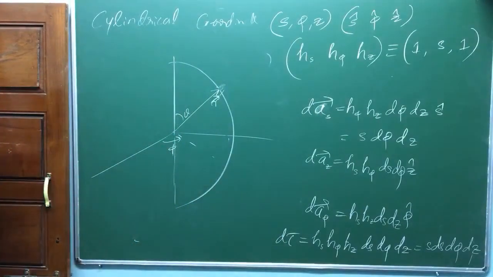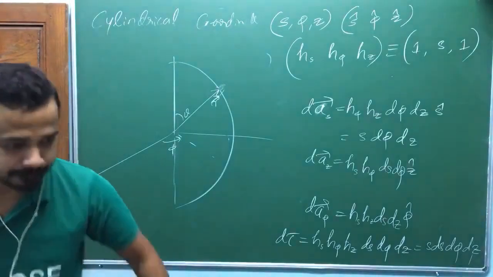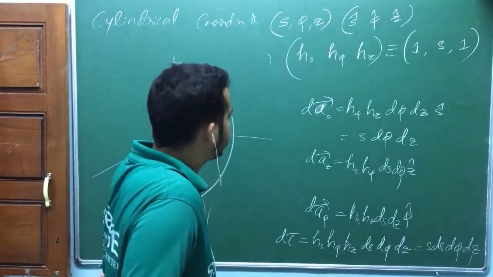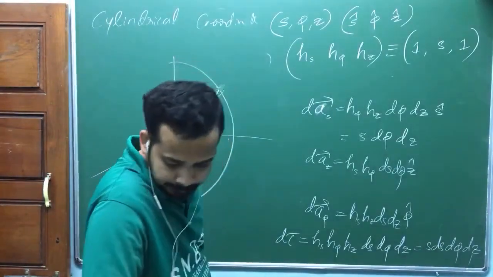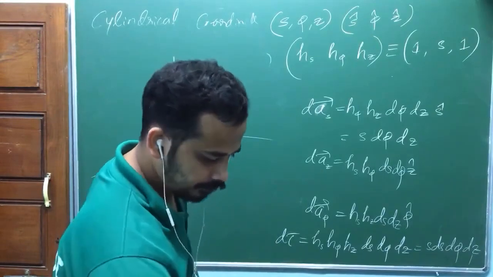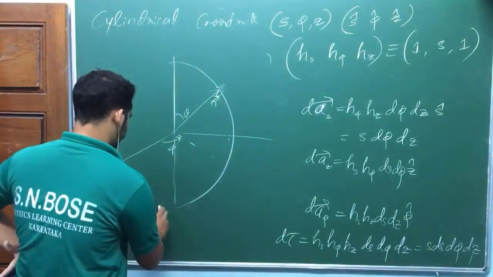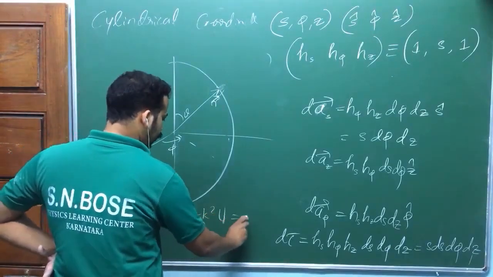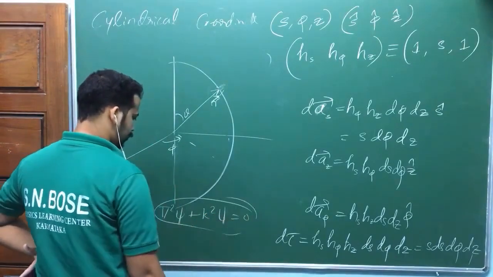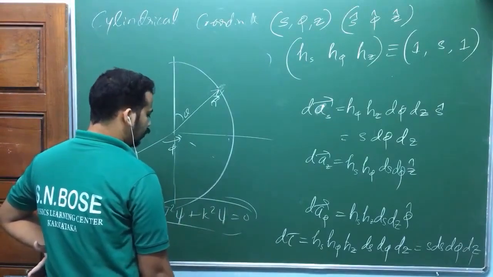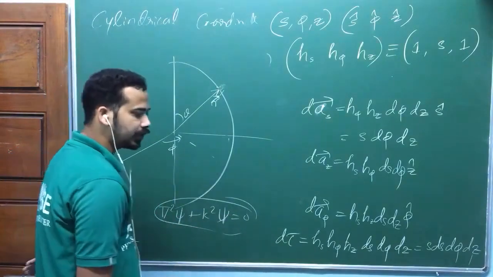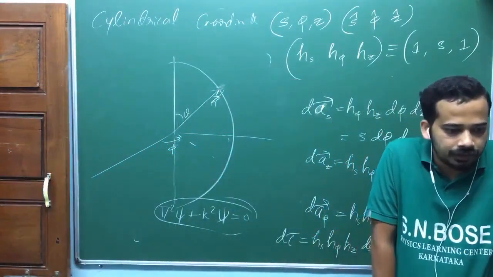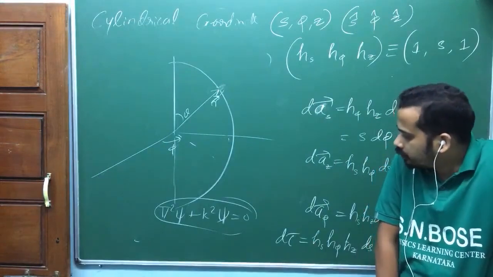Yes, speak out. They are saying that there is an equation, del squared psi plus k squared psi equal to 0, the Helmholtz equation. Only in those 11 cases is this equation separable. We can solve this partial differential equation in only 11 cases.